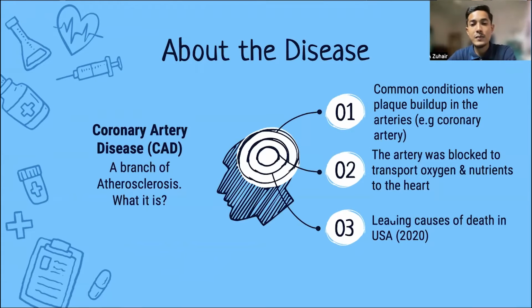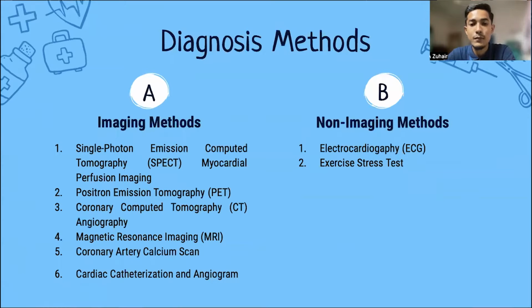There are several diagnosis or assessment methods that can help CAD patients, which include imaging methods and non-imaging methods. The imaging methods include SPECT myocardial perfusion imaging, PET, CT, and MRI. We also have the coronary artery calcium scan, which is a specialized X-ray that helps cardiologists or doctors to detect and measure the calcium-containing plaque in the arteries of the heart.